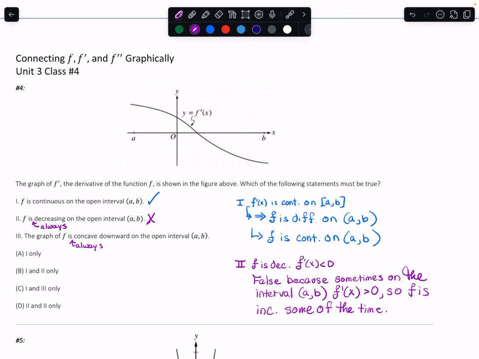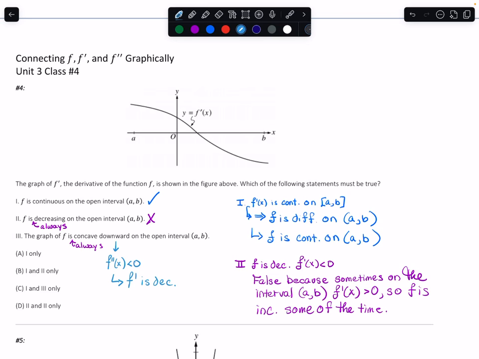Okay, but now there's levels to this, right? So you're like, f is concave downward, right? So I'm like, okay, that would normally be when f double prime of x is negative. However, I don't have f double prime of x, so I have to think about it in terms of f prime. f double prime is the slope of f prime. So if I'm trying to figure out where f double prime of x is negative, that would be the same thing as saying when f prime is decreasing.